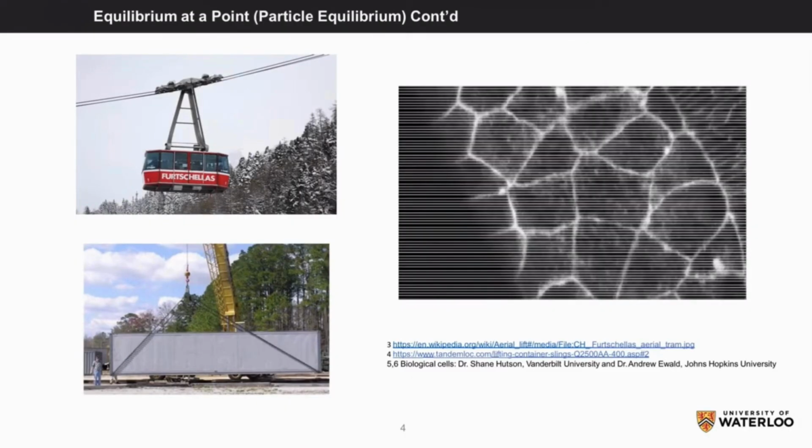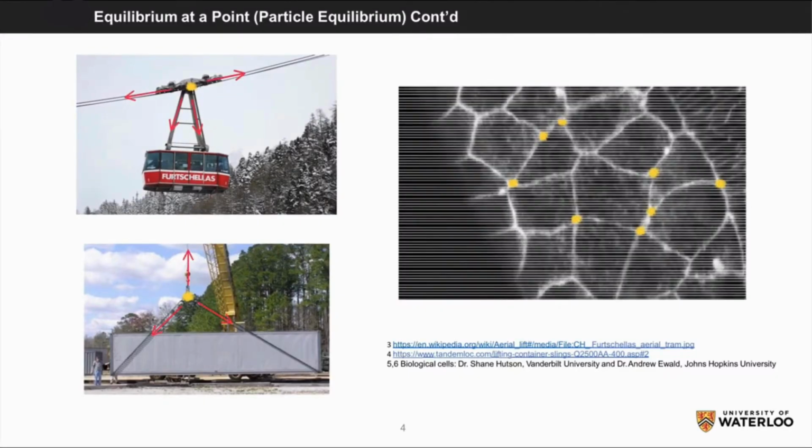The two pictures on the left both have one point of equilibrium where various parts of the system join together. The picture on the right is of a biological cell, and there are multiple points of equilibrium like the ones I'm marking. Once again, these red arrows are the forces exerted on each point of equilibrium that I highlighted.